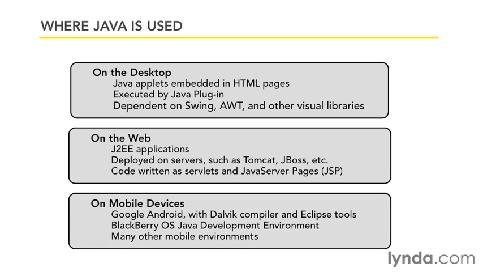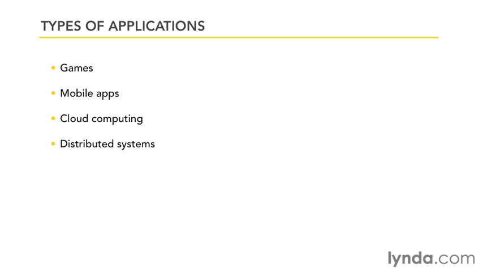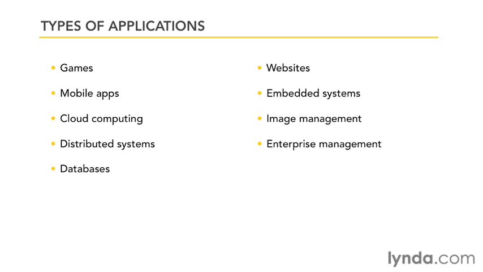And one of the most popular recent uses of Java is on mobile devices. The Google Android environment uses its own compiler called Dalvik and tools provided by Google that run in Eclipse to build applications that run on Android phones and tablets. The BlackBerry operating system also uses Java, so you can use Java to write applications that run on BlackBerry phones. And you can use Java in many other mobile environments as well. You can, in fact, use Java to build all sorts of applications: games, mobile apps, cloud computing applications, distributed systems, databases, websites, embedded systems, image management, enterprise information management, and many more.